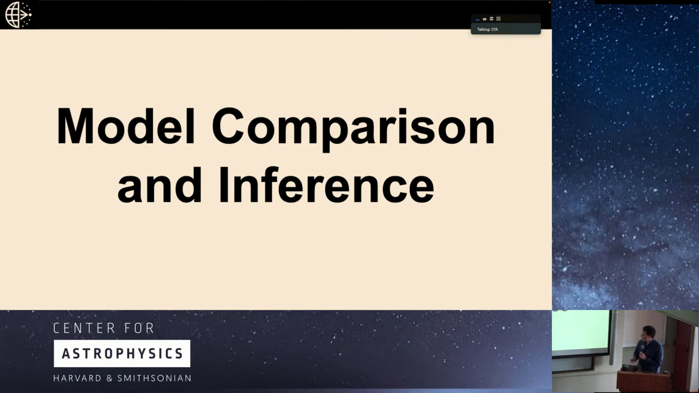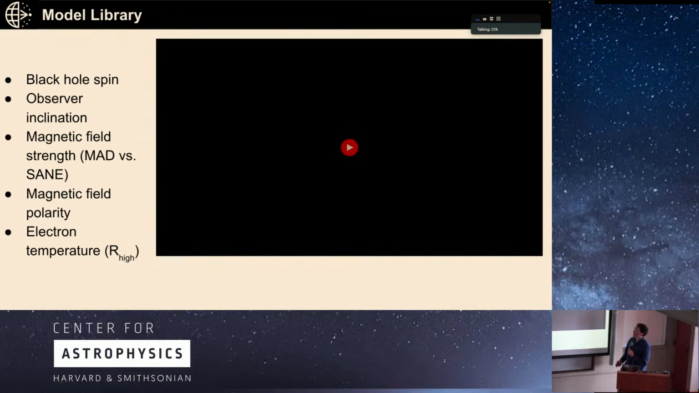Okay, yeah, so I'm going to tell you how we actually go about comparing these wonderful new observations to the model library that we have built of GRMHD simulations and determining which of those simulations are now consistent with the observations and which ones are not.